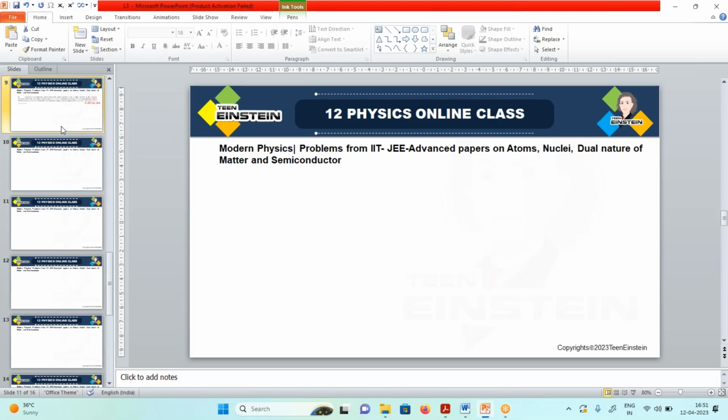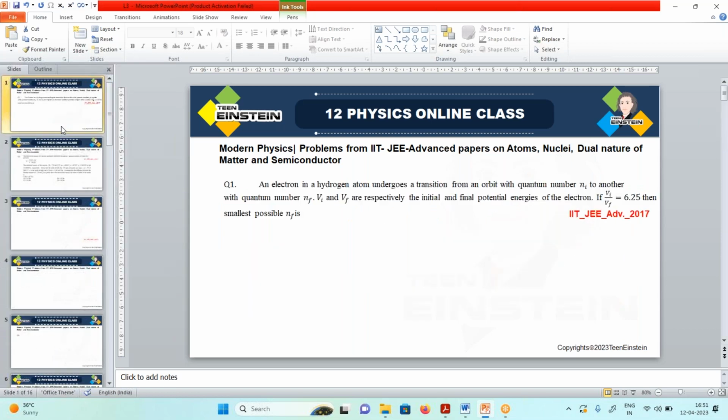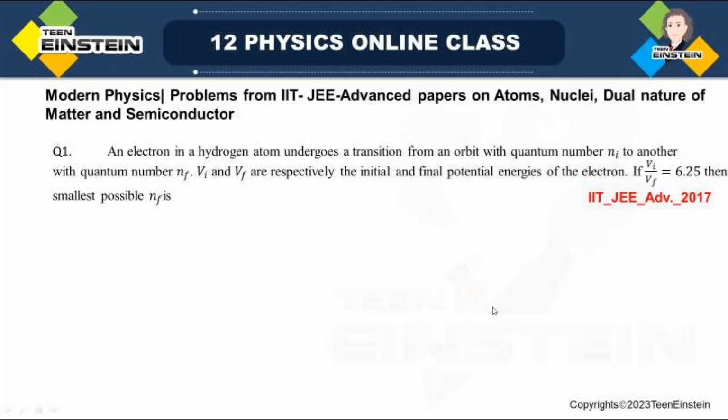So very good evening, students. Today we are back with the discussions of previous year JEE paper, and today we'll be basically discussing questions from modern physics. We'll be covering atomic physics, nuclear physics, dual nature of matter and semiconductor. So these questions we'll be picking up and discussing. We have a few questions today for discussion. Let us try to understand the question and solve this.